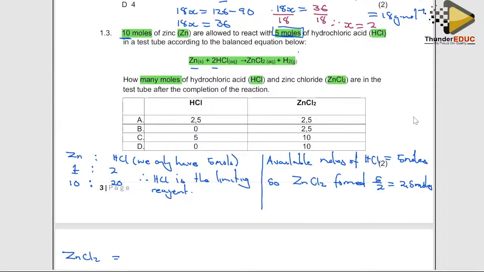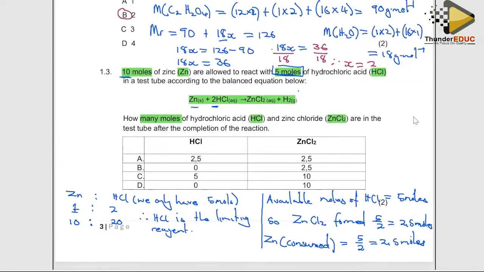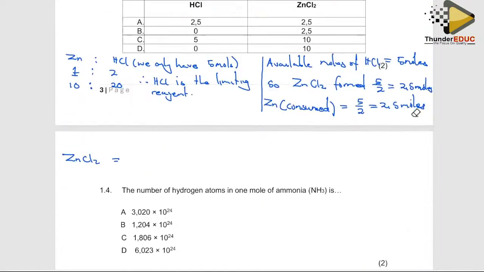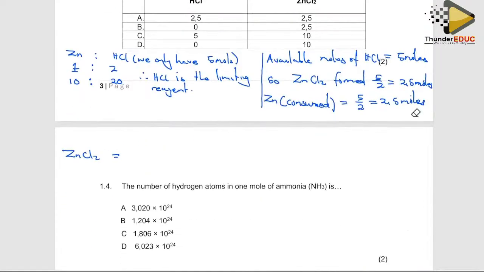Then after that, the amount of zinc that is consumed. So zinc consumed, Zn, is equivalent to also 5 all over 2, right? Therefore, I'm going to get a value of 2,5 moles. So it means we consumed 2,5 moles of zinc according to this ratio, which is 1 is to 2, right?